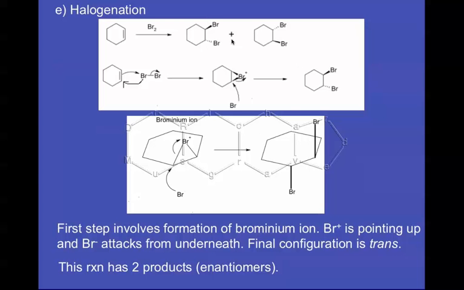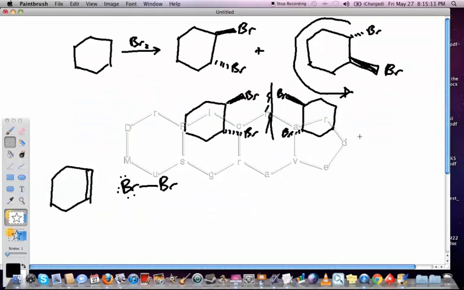Now you'll notice I've drawn two products, and the reason for that is because the Br minus could have come in and attacked from this side or this side, and that would have given this product had the Br minus attacked from this side. Now take a look and you can see why. If we flip this around, this is actually the mirror image of this compound, and it turns out these mirror images are not superimposable. Since they're not superimposable, these two products would be enantiomers. So this is actually a reaction that gives two different products that are each enantiomers.